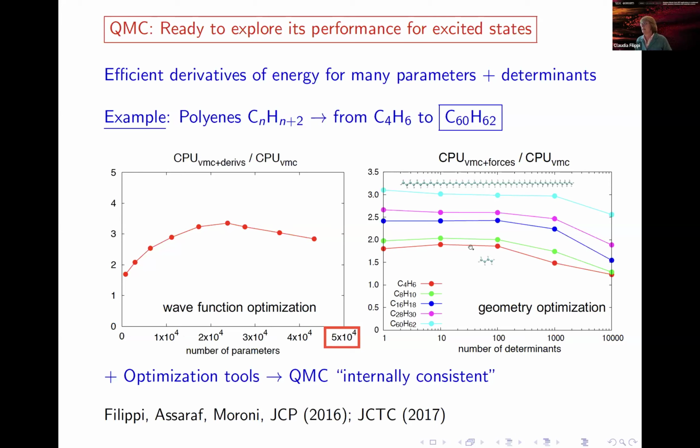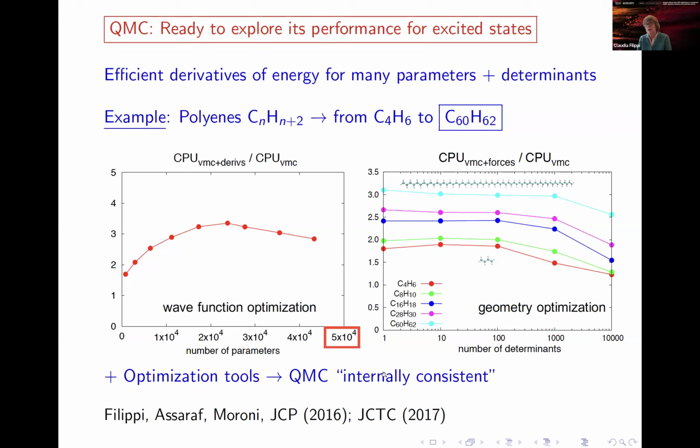What I'm showing here instead is the same cost, computing interatomic forces plus energy with respect to computing the energy alone. We are increasing the system from butadiene to the larger one, and on the x-axis, we have the number of determinants, so the complexity of your wave function. Okay, and what you can see is that the cost will always be less than about 3.5, also as I increase the number of determinants or the actual system size. So this, combined with the availability of optimization tools, renders Quantum Monte Carlo finally an internally consistent method.